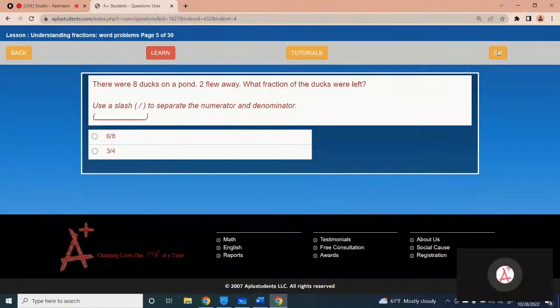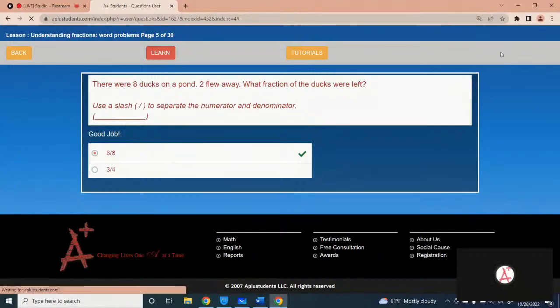Or you can write the answer in the simplest form. So it would be 3 over 4. But you are not asked to write the answer in the simplest form, so it is 6 over 8. Got it?